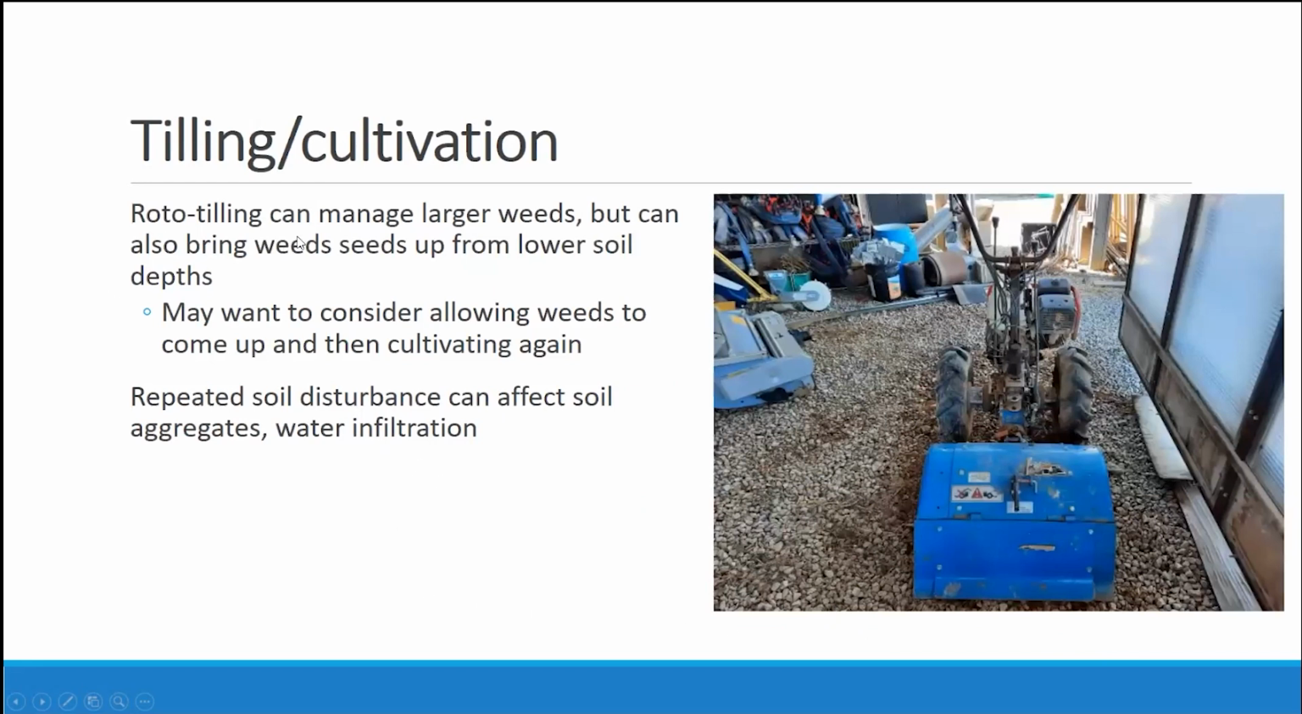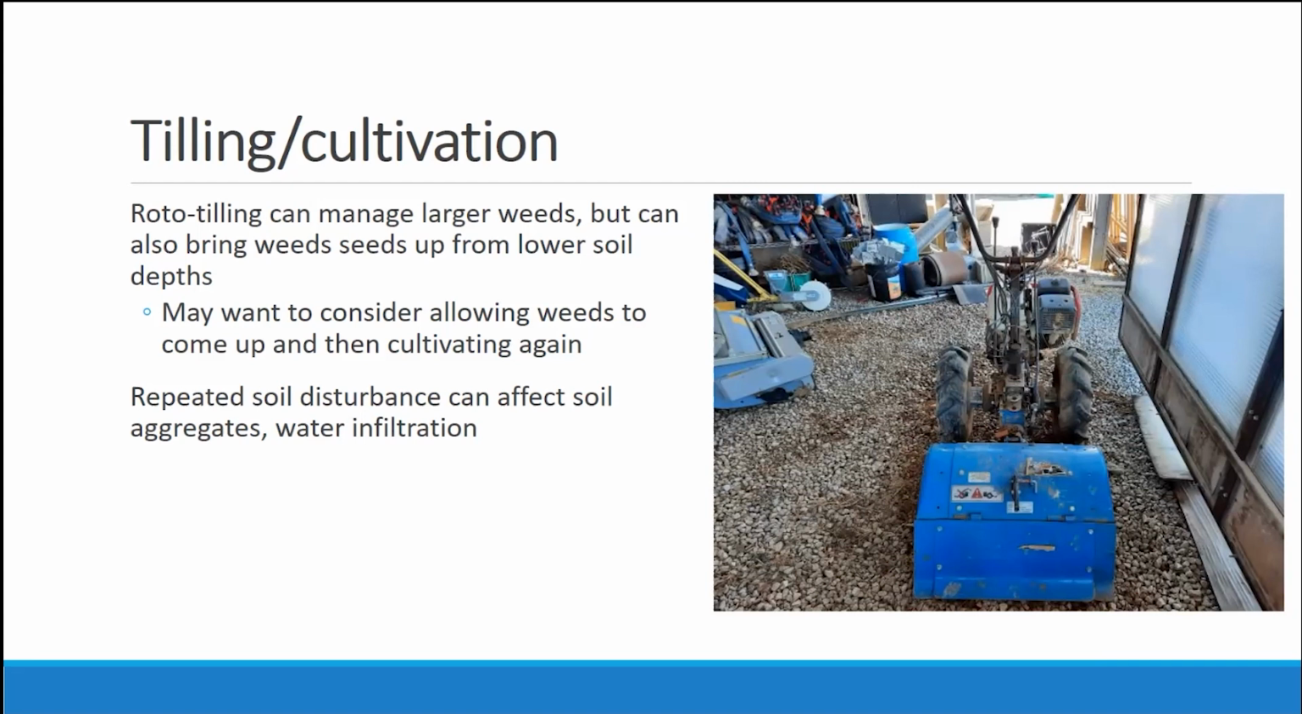The rototilling can manage larger weeds, but can also bring weed seeds up from lower soil depths. So just be aware of that, right? You may want to consider allowing weeds to come up again and then cultivating again, right? So just keep that in mind. It may not be a one and done kind of strategy.